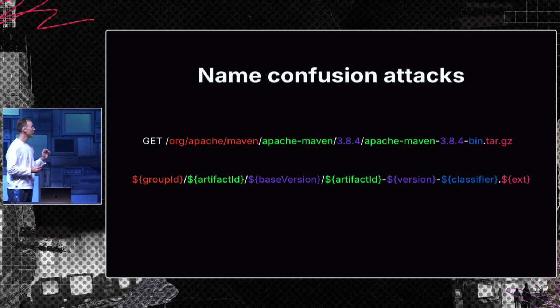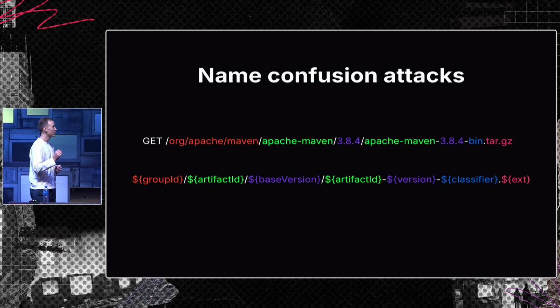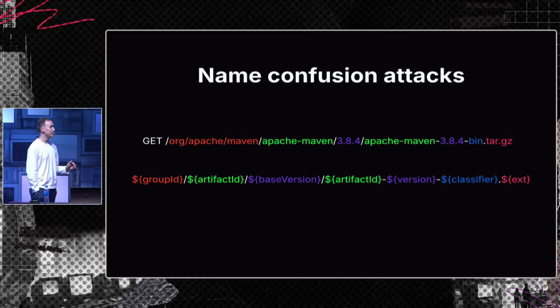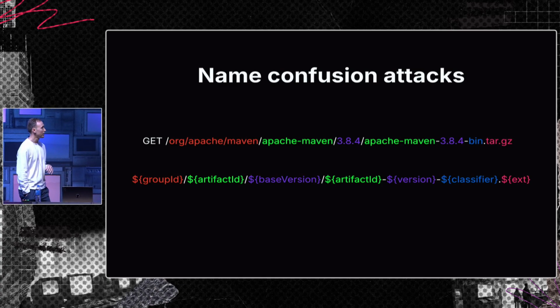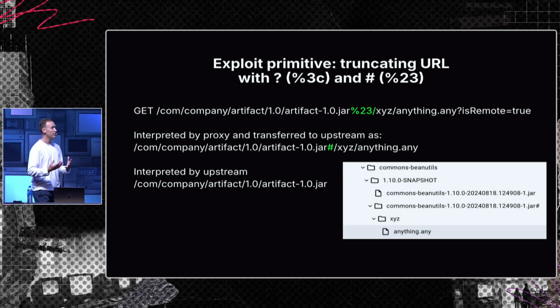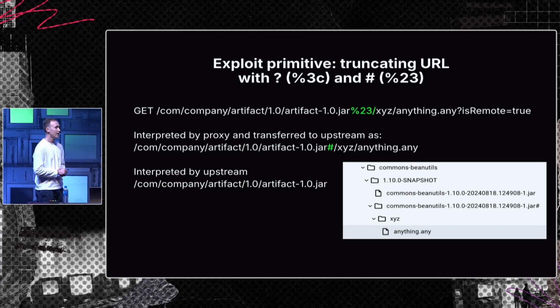So technically, when you send a GET request to the Nexus repository or to Artifactory to download an artifact, it needs to map the path values to group ID, to artifact ID, and to the version. And it may look like a simple task, like regex matching, for example. But in reality, it's way more complicated.